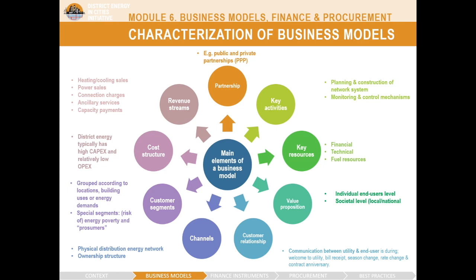Key resource. It describes the most important assets needed to make a business model work. In district energy, the main resources are financial for capital and operational expenditure, technical know-how to plan, design, construct and operate the network, technological for necessary technological solution, and fuel resources, ideally from renewable sources such as biomass.